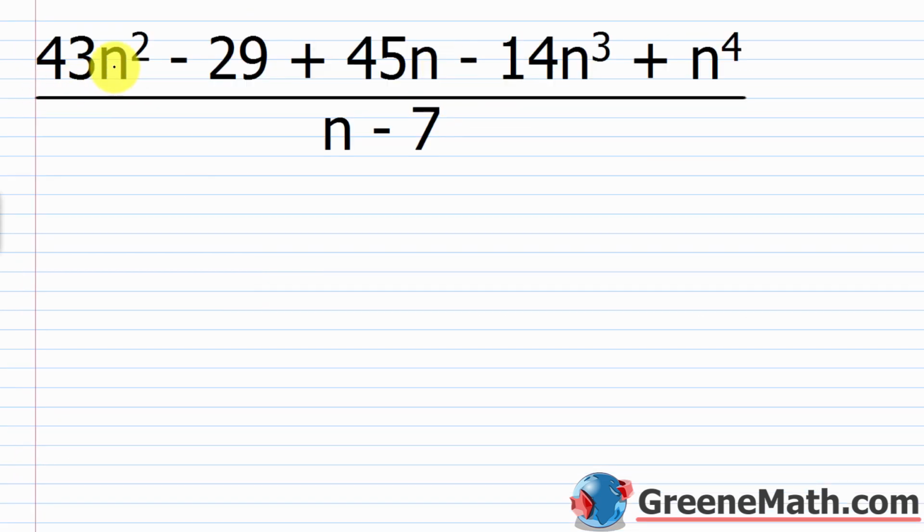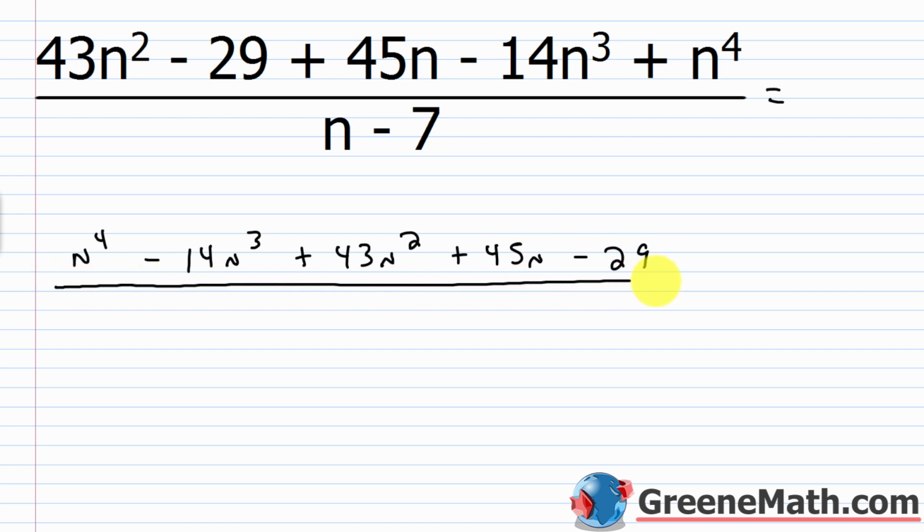So we have 43n squared minus 29 plus 45n minus 14n cubed plus n to the fourth power, over n minus 7. Again, I want to put this in standard form, and I also want to account for any missing powers of the variable. So I'm going to start out with n to the fourth power, since 4 is the highest exponent. Then next I want to do minus 14n cubed, then plus 43n squared, then plus 45n, then minus 29. And this is over n minus 7.